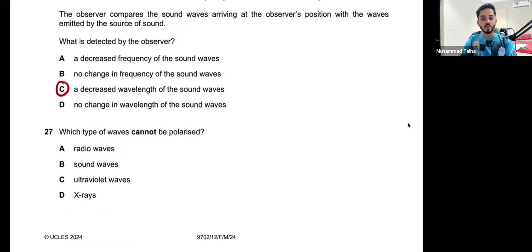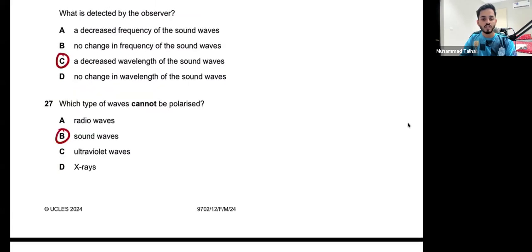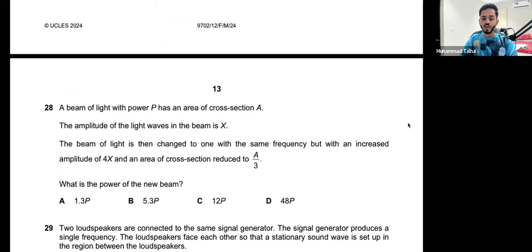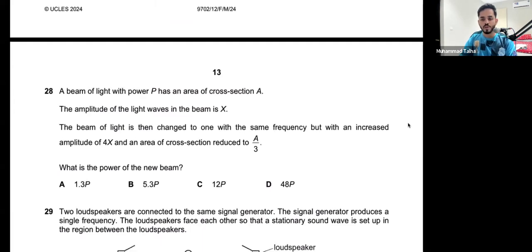This type of wave cannot be polarized. We know that a longitudinal wave cannot be polarized. So the only longitudinal wave here is this. The other three are part of the EM spectrum, so they are transverse. Definitely one of the harder questions of this paper, but not really all that hard, honestly. And this paper, all in all, was also not that hard.